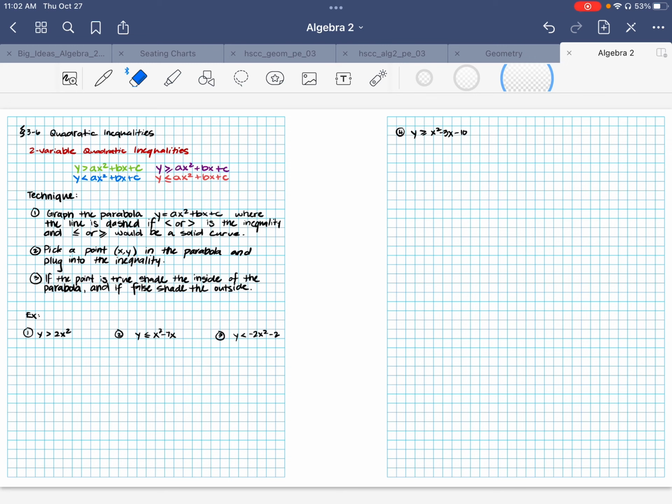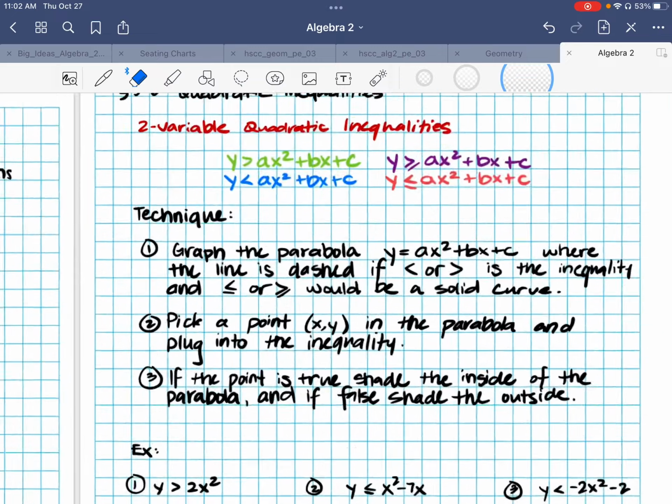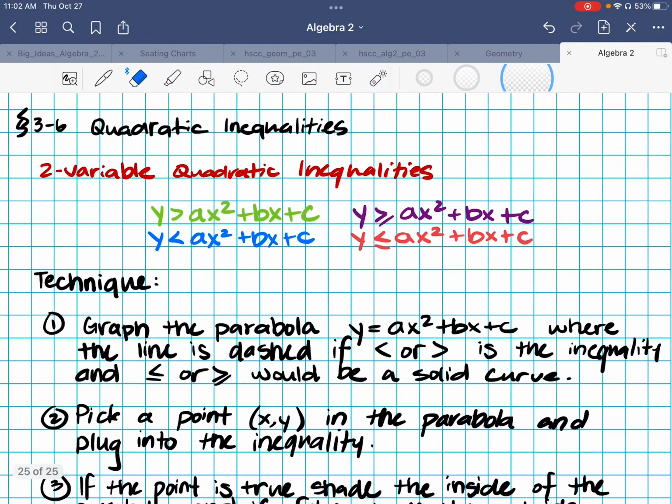Your notes kind of look like this. So if you're thinking about setting up your notes, this is how it would look. Highly suggest not writing down the word part until you have extra time. Right now, really focus on the equations. But to go through the words parts, what we want to do is just make sure we understand what's going on. So once again, this is section 3.6, quadratic inequalities.